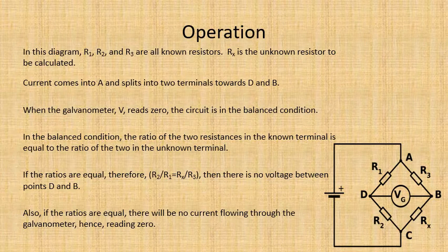Here's the diagram again. We can see that current splits at A going towards terminals D and B. When the galvanometer reads 0, the circuit is balanced. In the balanced condition, we know that R2 over R1 is equal to the unknown resistance over R3, because no current is flowing, so the voltage is the same.